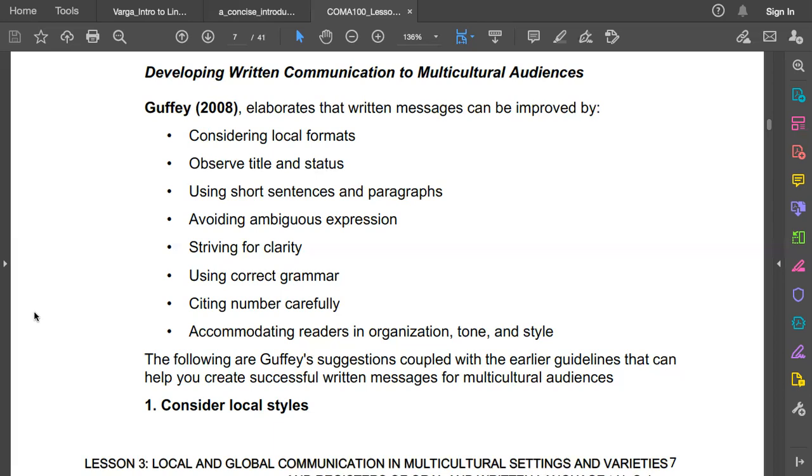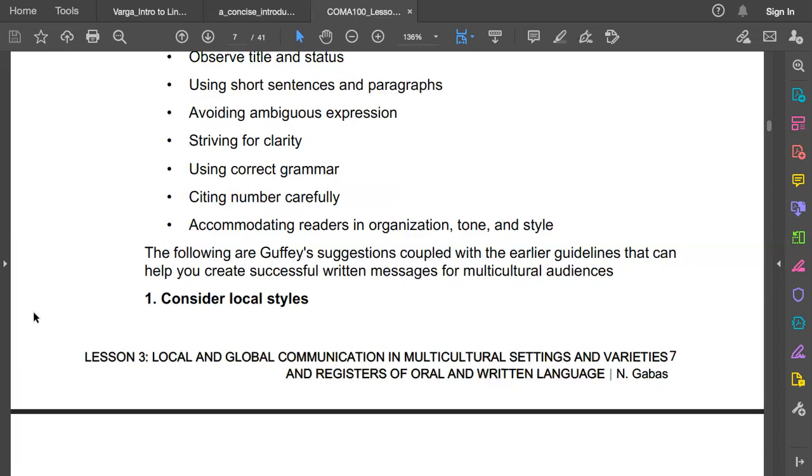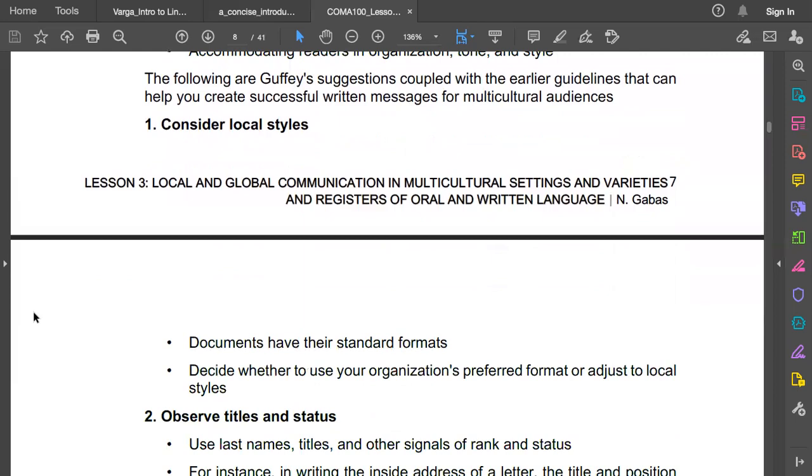Consider local formats. Observe titles and status. Use short sentences and paragraphs. Avoid ambiguous expressions. Strive for clarity. Use correct grammar. Cite numbers carefully. And accommodate readers in organization, tone, and style. So the following are Guffey's suggestions coupled with the earlier guidelines that can help you create.